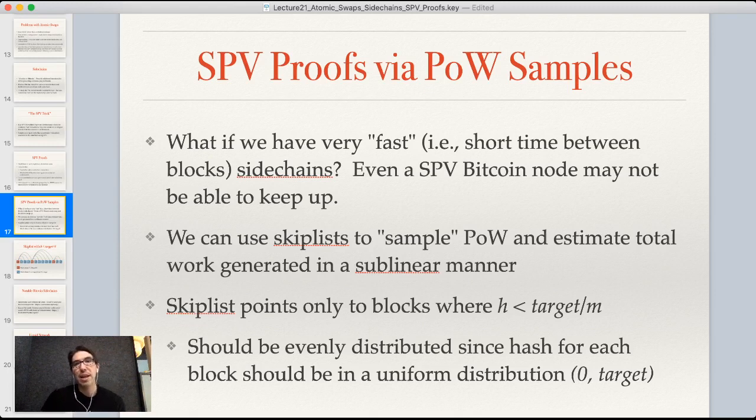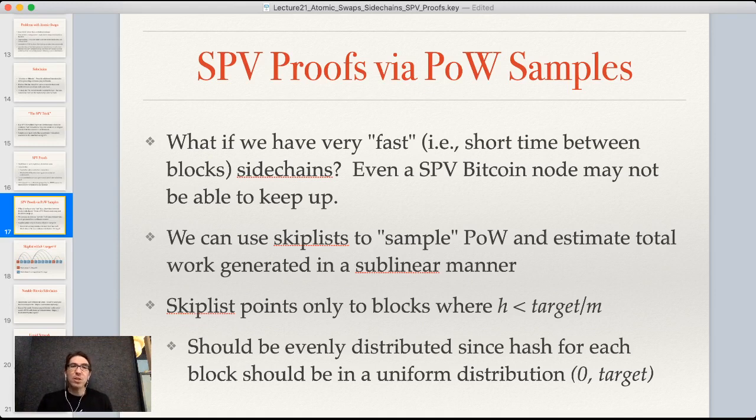So you can imagine that a Bitcoin node with these might not be able to keep up. So what we can do is use skip lists, similar to skip lists in computer science. We can sample proof of work and estimate the total work generated, so how much the weight of the chain is, in a sublinear way. What I mean by sublinear is it grows more slowly than the number of blocks.